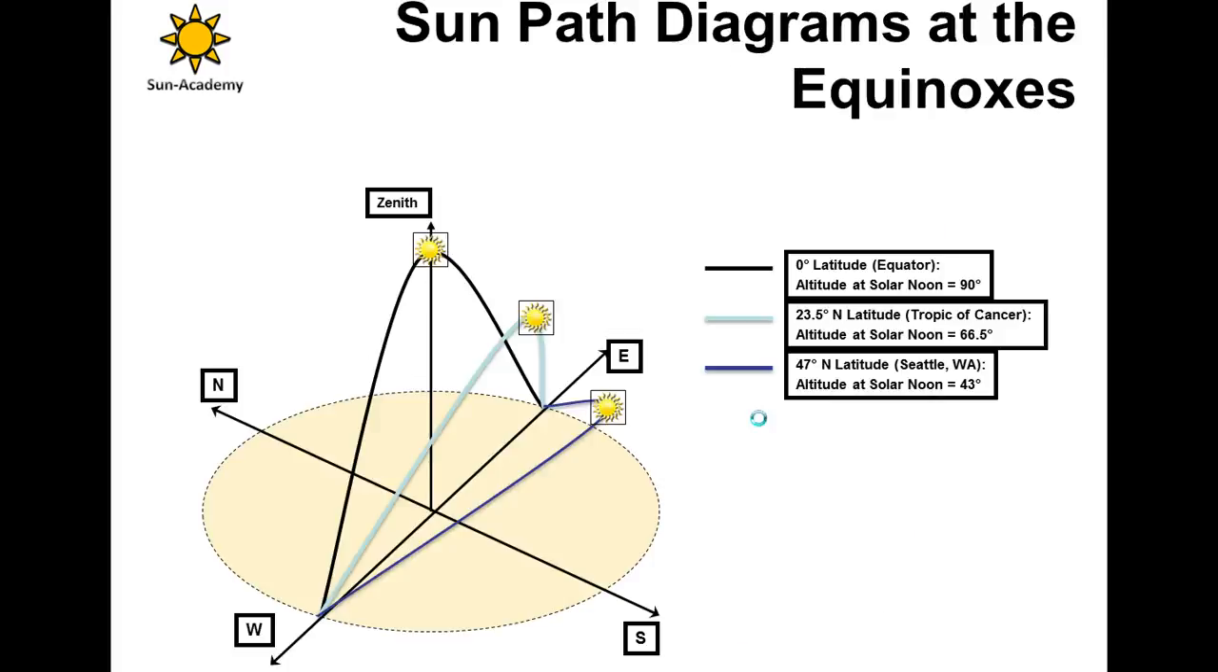At the equinoxes, at every point on Earth, the sun rises and sets due east and west respectively, and days and nights are exactly 12 hours. On the equator, the sun traverses the east-west plane and reaches zenith twice per year at the equinoxes.